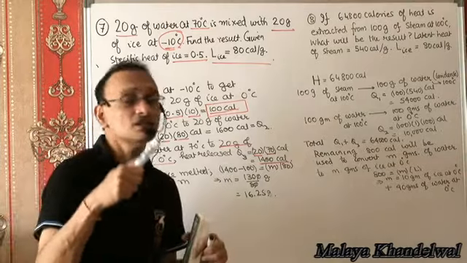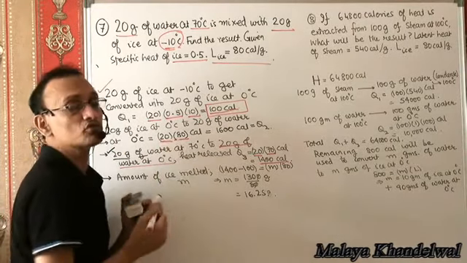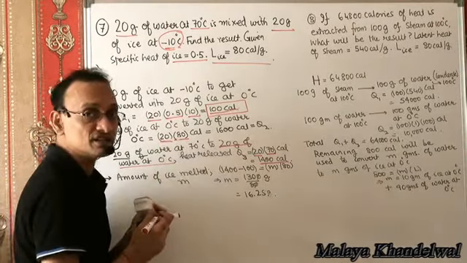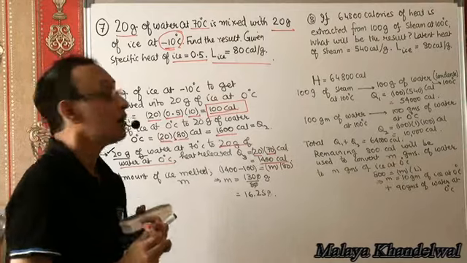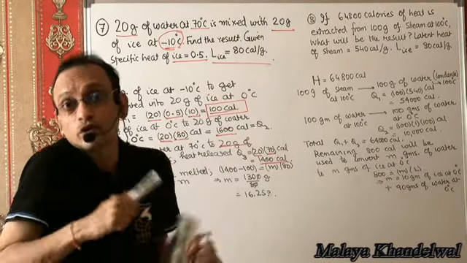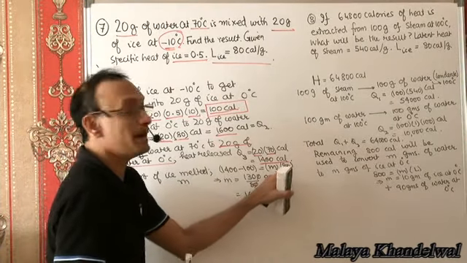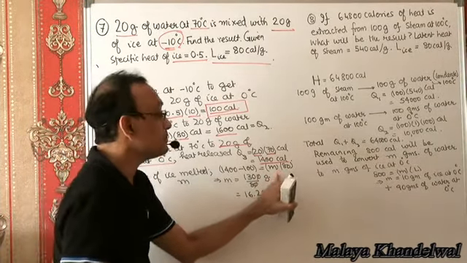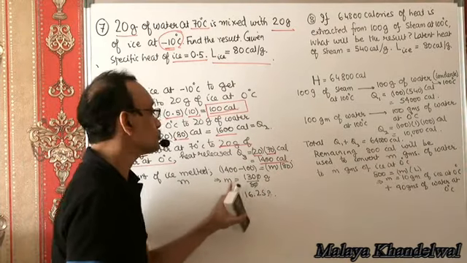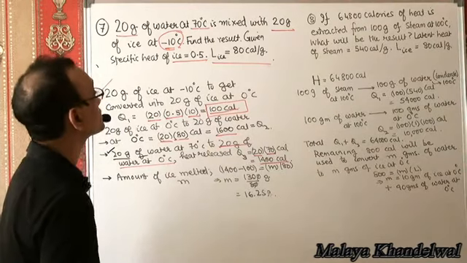Now this 1300 calories cannot convert the entire 20 grams of ice into 20 grams of water, because that's going to require 1600 calories. That means these 1300 calories will melt only part of the ice. So 1300 calories will melt m grams of ice, m into latent heat 80. So that gives me m equal to 130 by 8, which is 16.25 grams of ice.